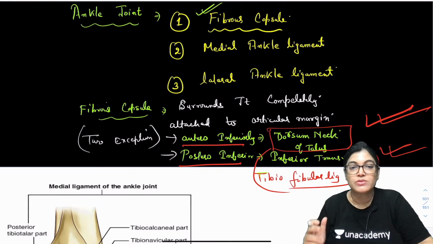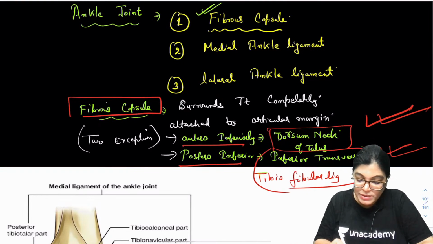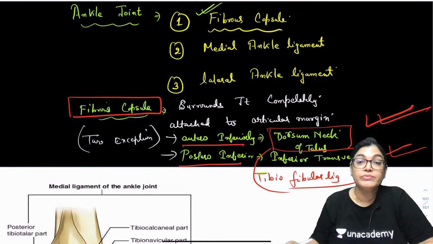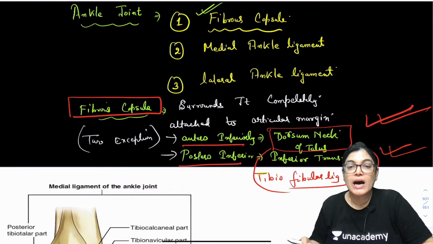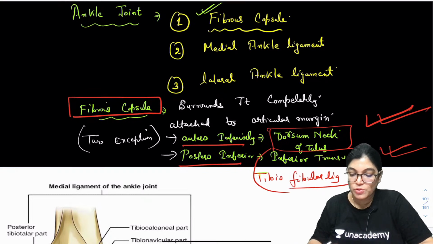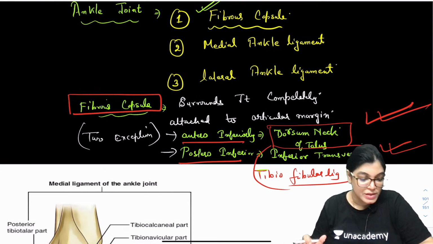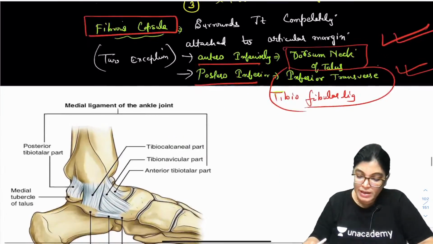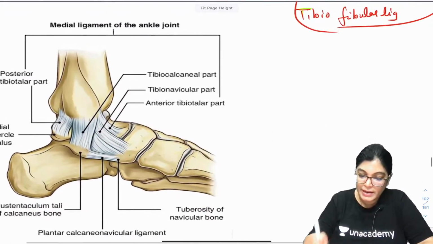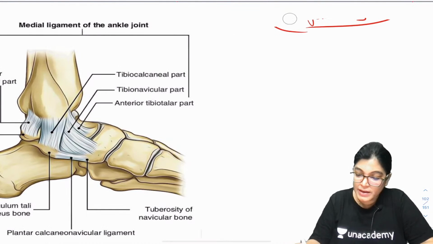What is the significance of this attachment? That means the fibrous capsule is attached to the whole of the ankle joint completely, but at these two areas it is attached not exactly to the articular margin, but going antero-inferiorly to the dorsum of the neck of talus and postero-inferiorly to the inferior transverse tibiofibular ligament. Now thereafter I would like to show you this diagram.